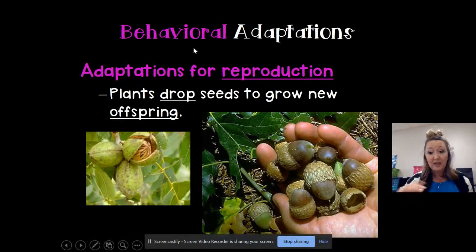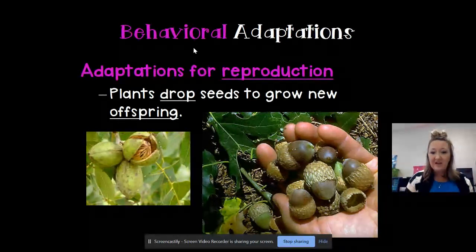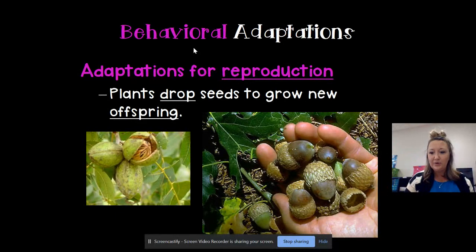Plants also allow seeds to drop, right? Nuts are a form of seed. Acorns are seeds. Lots of trees produce seeds, and when they drop them on the ground, that allows the new offspring to grow from those seeds. Sometimes those seeds are taken and moved by animals, and sometimes they might even sprout where they are.